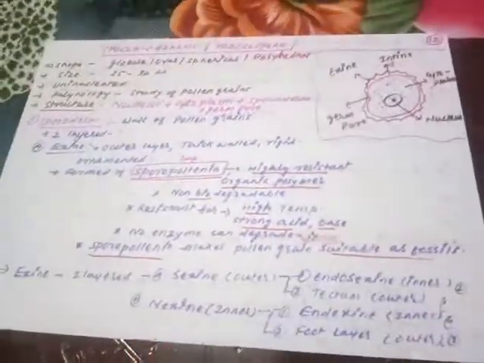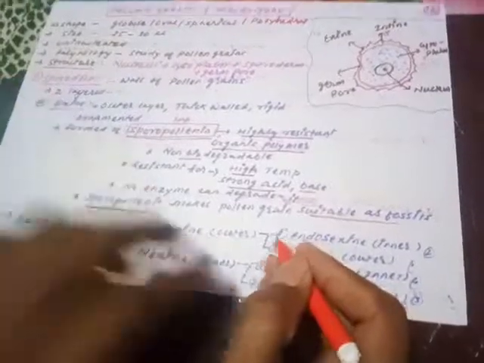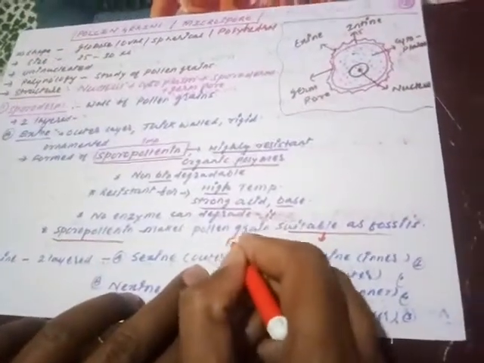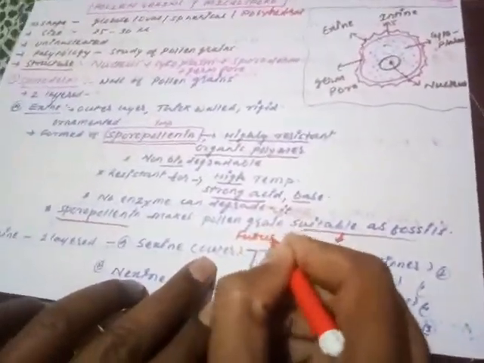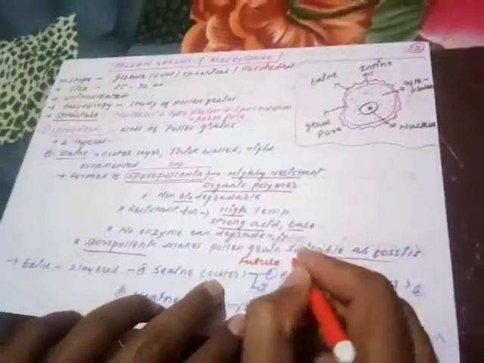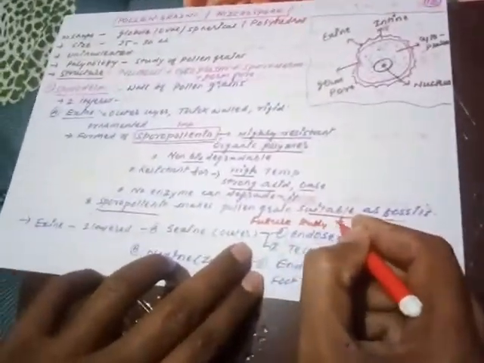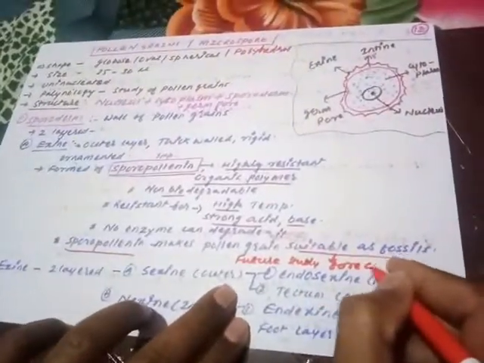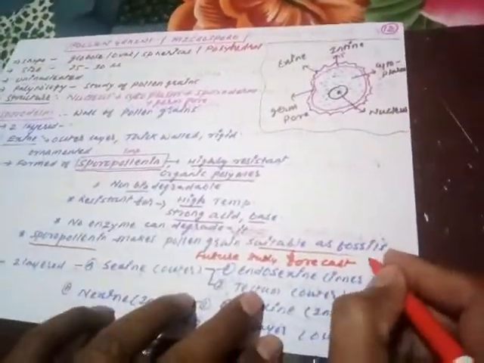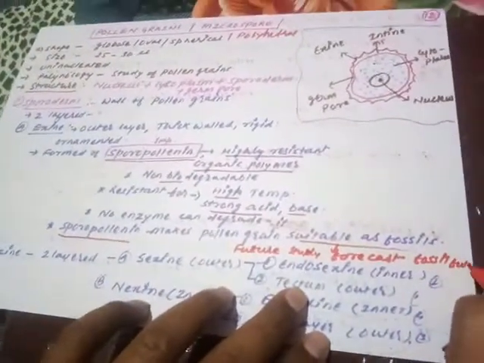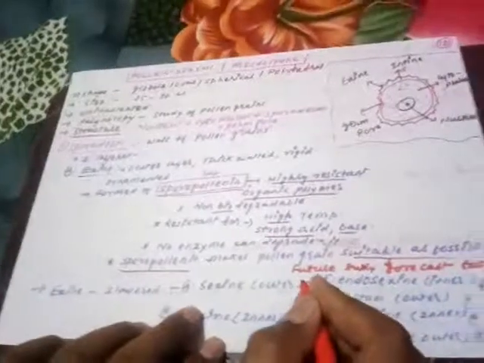So listen, always be careful. And if another aspect is asked, why the fossil nature of the pollen grain is required, it is required for future study. If we preserve the pollen grains for future study, we can forecast the fossil fuel also with the help of that. So the first layer is clear to you all.